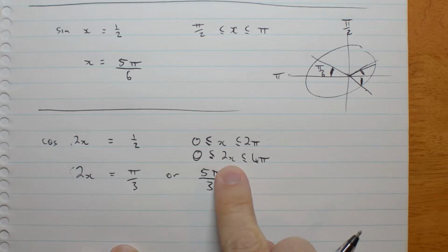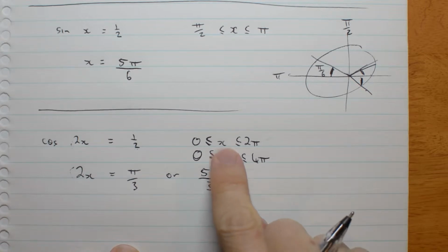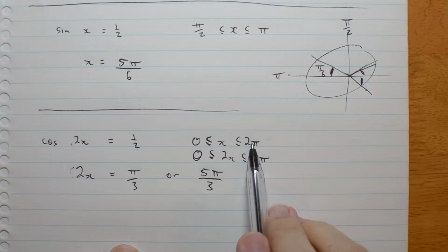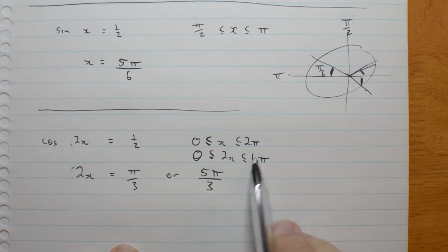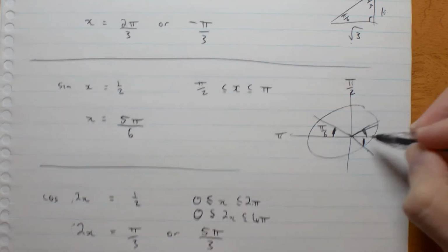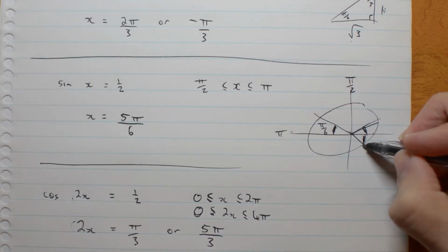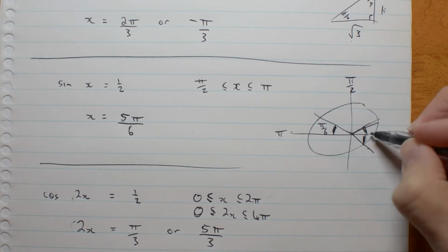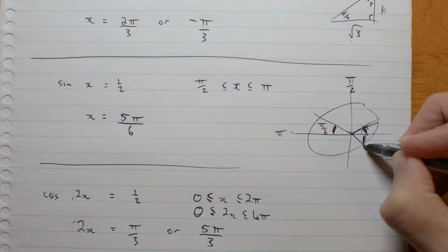There are 4 solutions for x here between 0 and 2 pi because I'm actually looking at twice the distance. So I had pi on 3 and 2 pi minus pi on 3, but then I have to go all the way to 2 pi plus pi on 3 and 4 pi minus pi on 3.